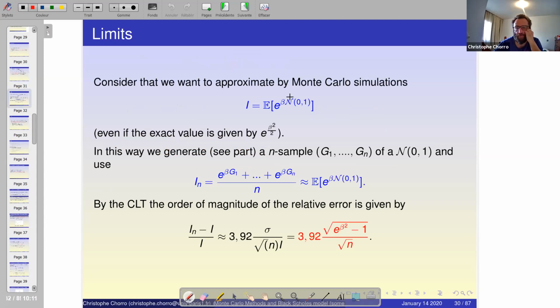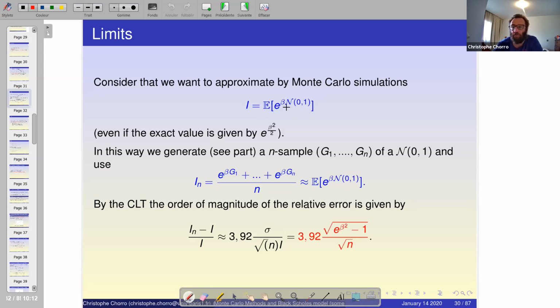The very basic example is this one. Suppose that I am a student that doesn't know perfectly my course of probability. In particular, I don't know that if I want to compute this expectation, which is just the moment generating function of a Gaussian random variable at the point beta, I can do it.